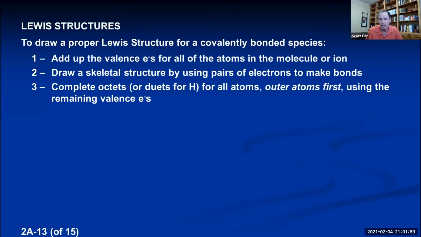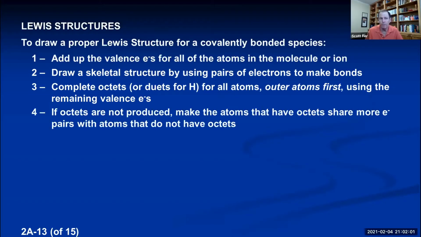And then we're not going to get to this today. This will have to wait till next week. But if octets are not produced when you do that, you're going to have to make the atoms that have octets share more electron pairs with the atoms that do not have octets. And we'll see what that means next week. But we're going to practice a couple times here today the first three steps and see if we can catch on to how you are to draw, in probably the most efficient fashion, the Lewis structure for a covalently bonded species, which means when non-metals bond together, because non-metals form covalent bonds.